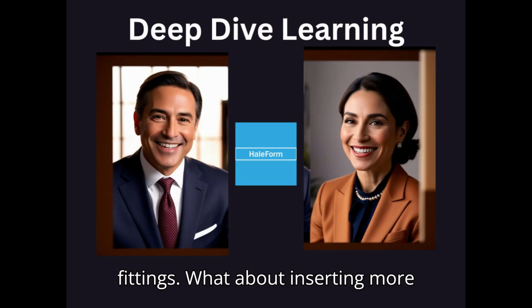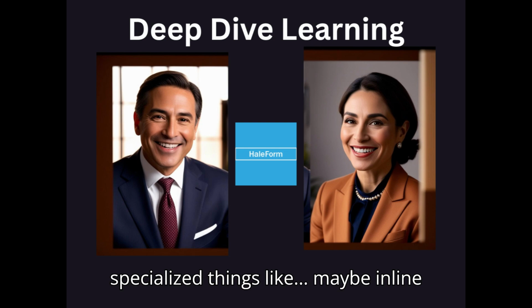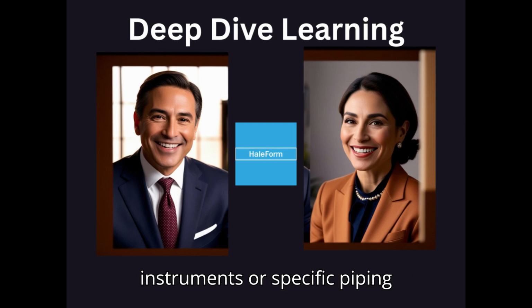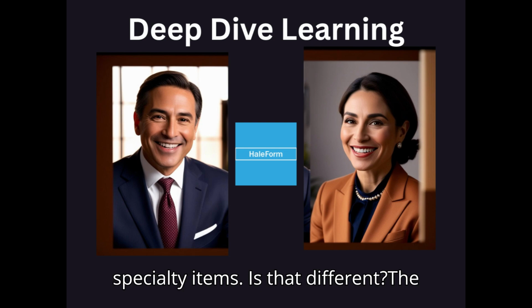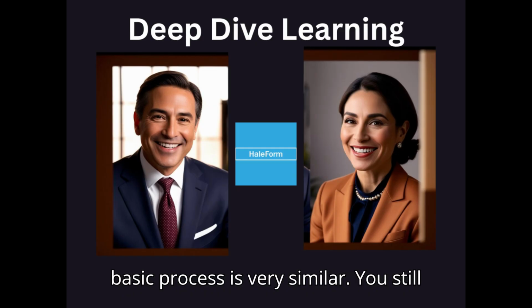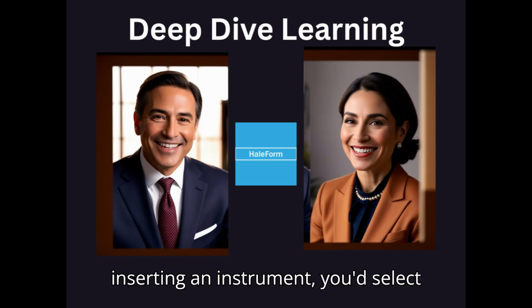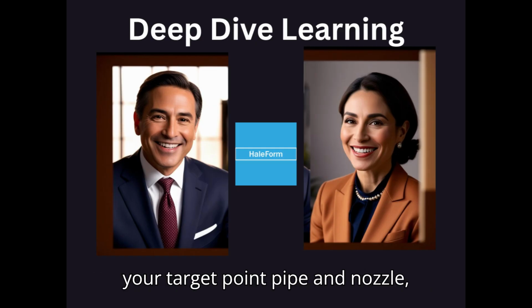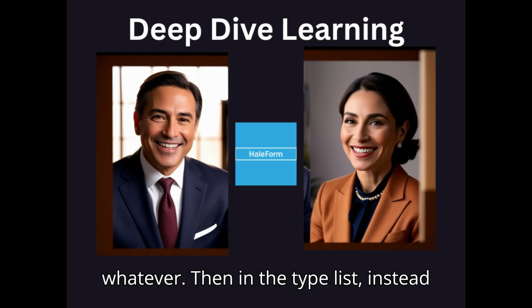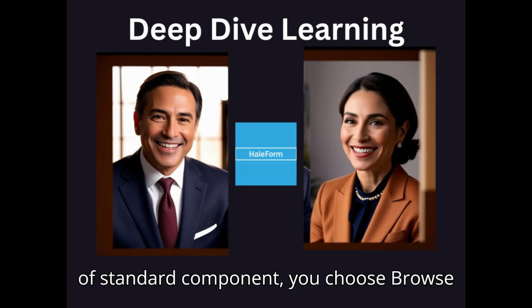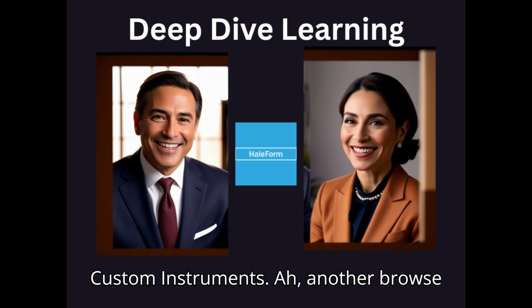What about inserting more specialized things, like maybe inline instruments or specific piping specialty items? Is that different? The basic process is very similar. You still use the Insert Component command. For inserting an instrument, you'd select your target point: pipe, end, nozzle, whatever. Then in the type list, instead of a standard component, you choose Browse Custom Instruments.